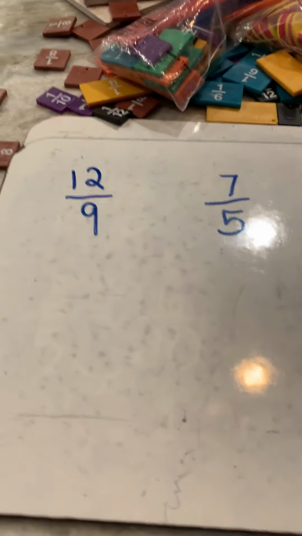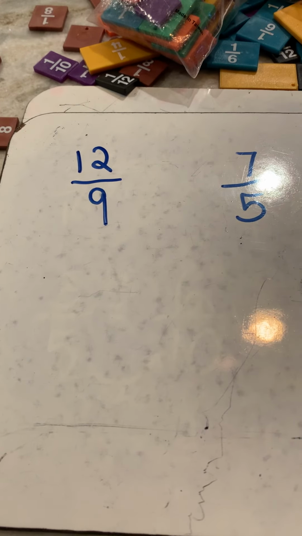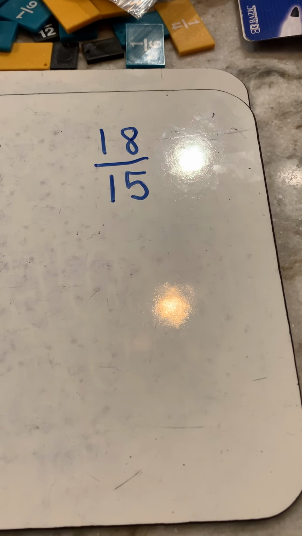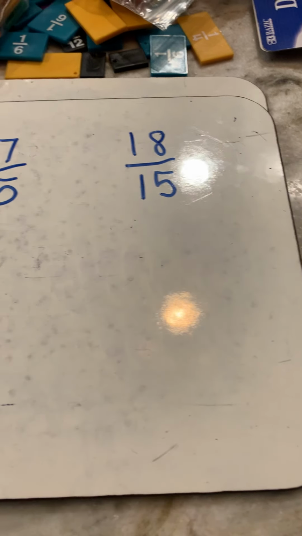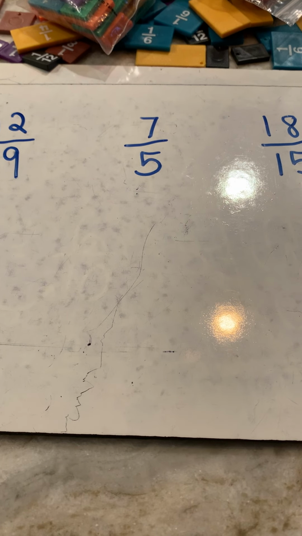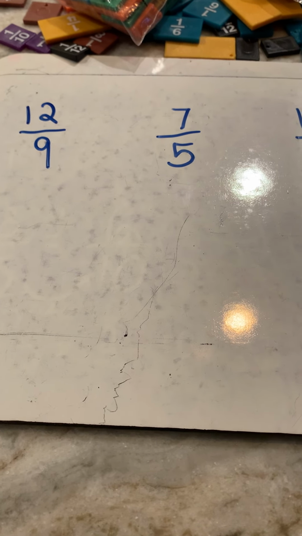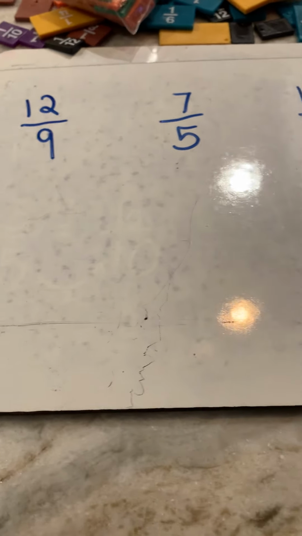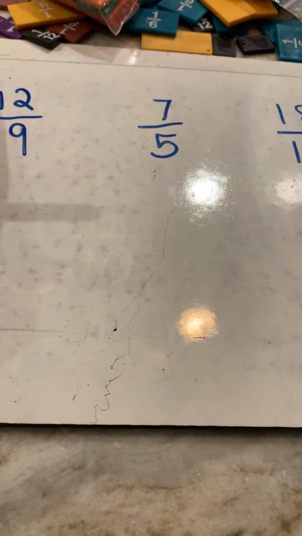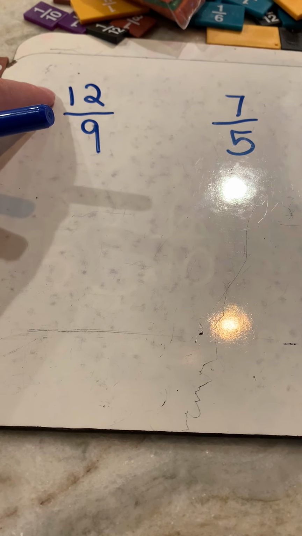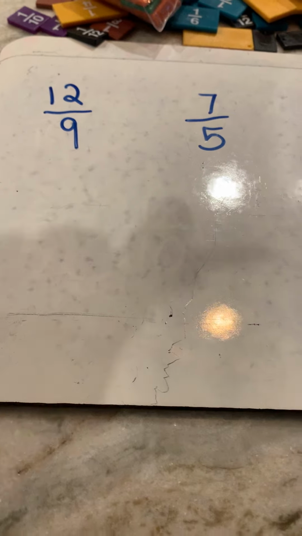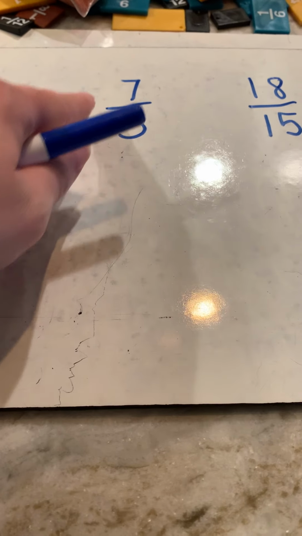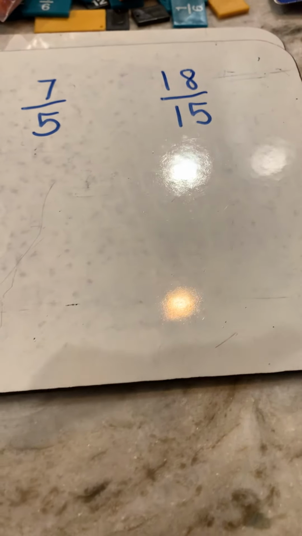Okay, so I want you to take a look at these three fractions: 12/9, 7/5, and 18/15. And I want you to take a couple seconds to notice and wonder things about these fractions, okay? I hope you have noticed that in all of them the numerator is more than the denominator, right? 12 is more than 9. 7 is more than 5, 18 is more than 15.